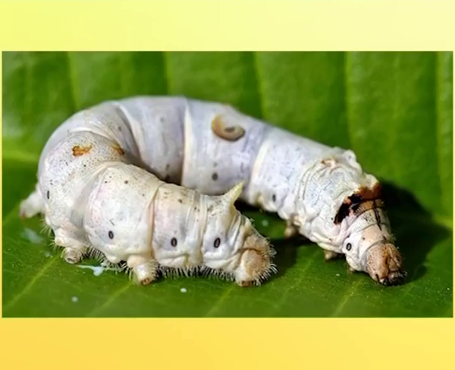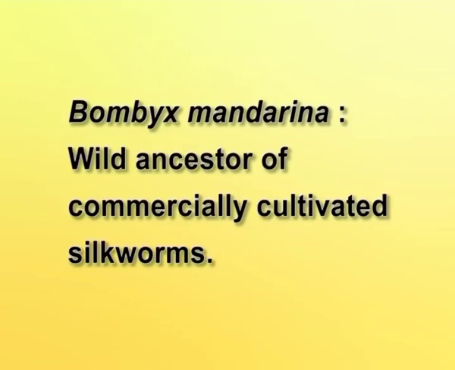It undergoes molting, which mainly depends on the climate as well as the genetic endowment of the organism. The only natural food of this species is mulberry leaf. Bombyx mandarina is the wild ancestor of commercially cultivated silkworms.